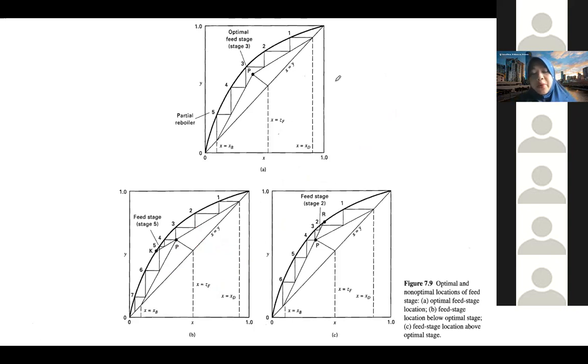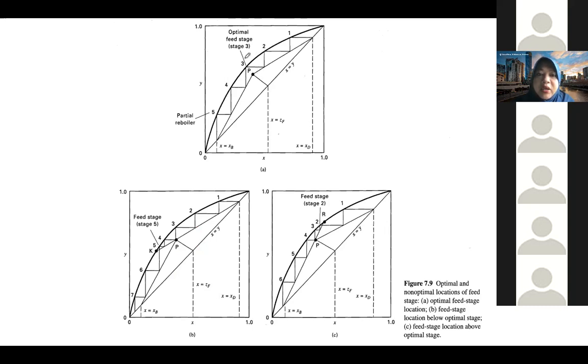This graph is more simplified. I took it from the Seader and Henley book, so maybe this one is simpler. Let's look at this one. This is with a full condenser and also a partial reboiler. So this tells you that the number of stages is 5. This is the ZF, and this is the Q line. So this is the point P.